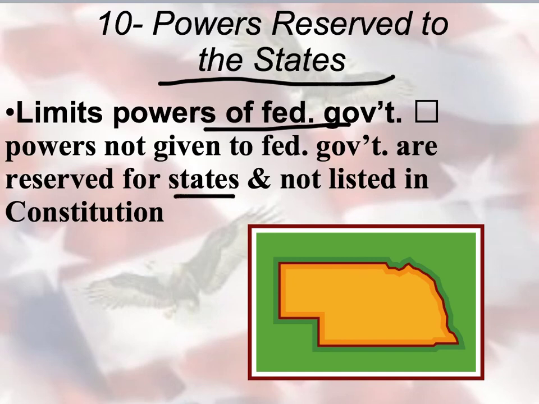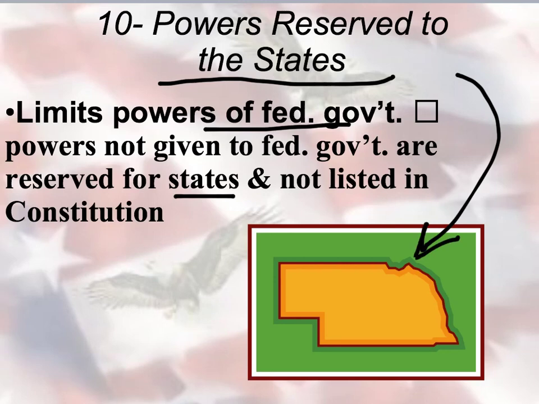In other words, the states are going to set marriage laws. The states are going to decide school rules. The states are going to decide driving age and speed limits on their state roads. So there are lots and lots of powers that belong exclusively to the states, so not the federal government. So the 10th Amendment says, if it doesn't specifically say that this belongs to the federal government, then it belongs to the state. Go Big Red.